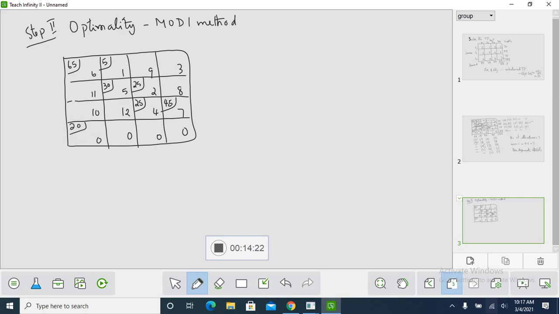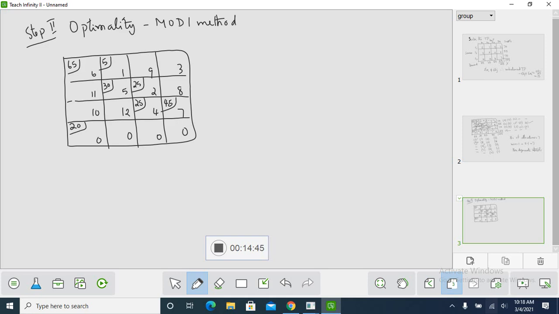So now 20 plus 65 is 85, 30 plus 5 is 35, 25 plus 25 is 50, and then 45. Yes, all our demands are satisfied. 65 plus 5 is 70, 30 plus 25 is 55, 25 plus 45 is 70, and the last row is 20, and hence all our supplies are also satisfied.